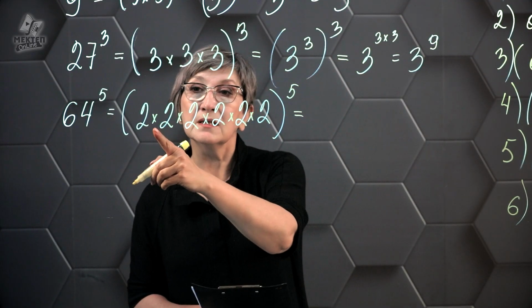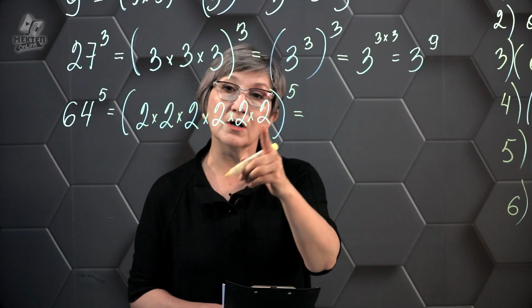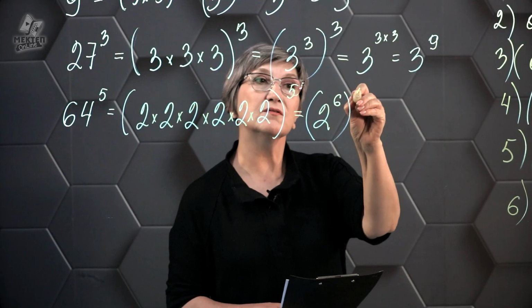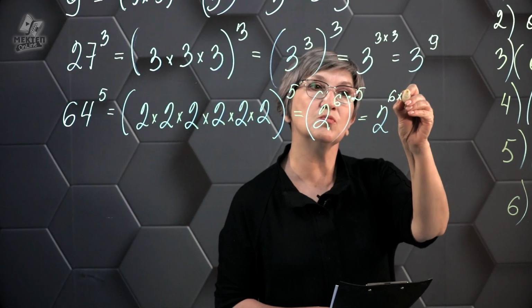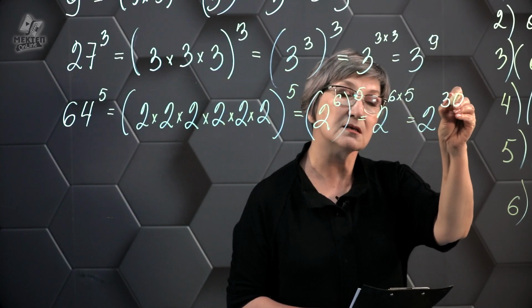But the number of multiples of 2 equals 6. So I'll write 2 to the power of 6, and this whole expression to the power of 5. And then we have 2 to the power of 6 times 5, and that would be 2 to the power of 30.